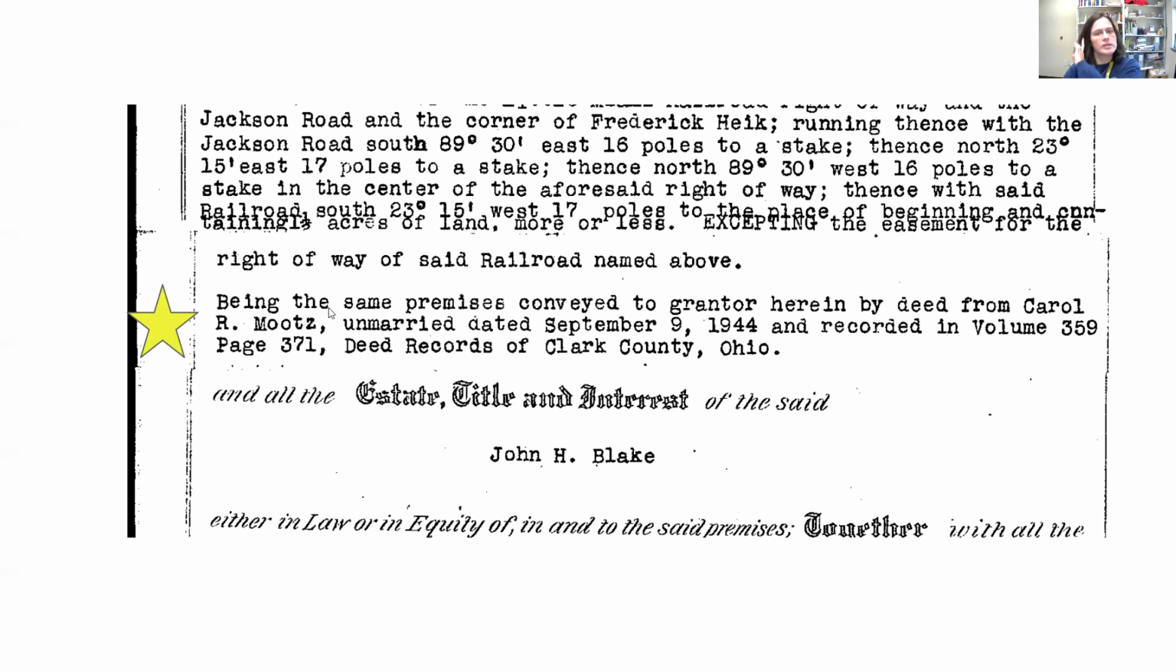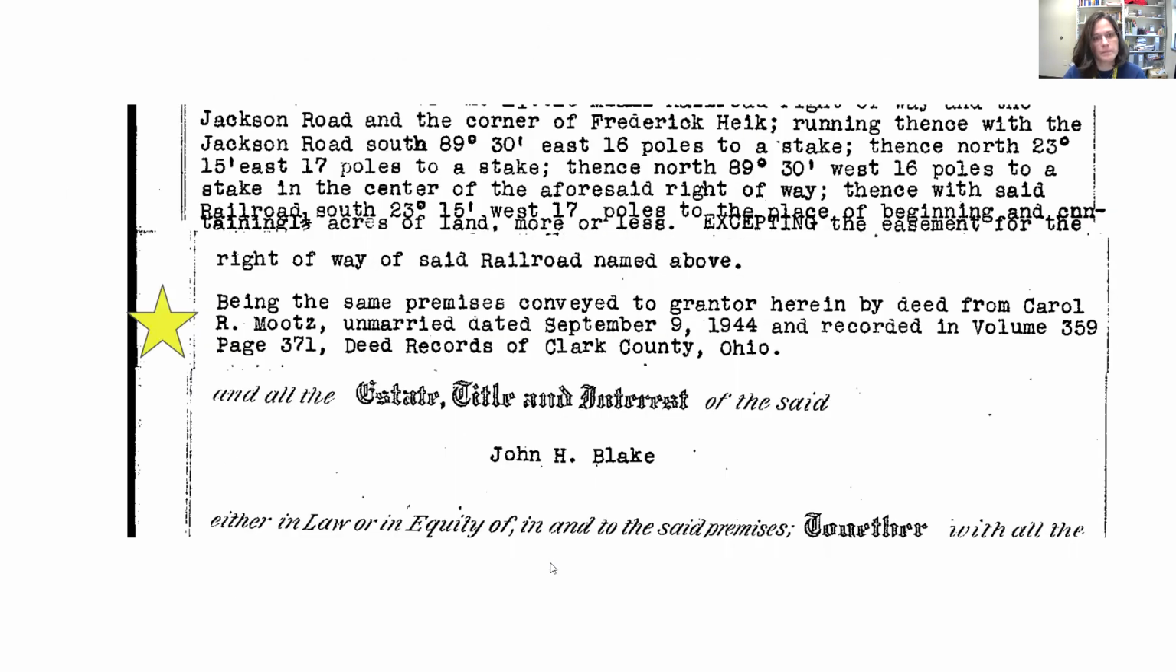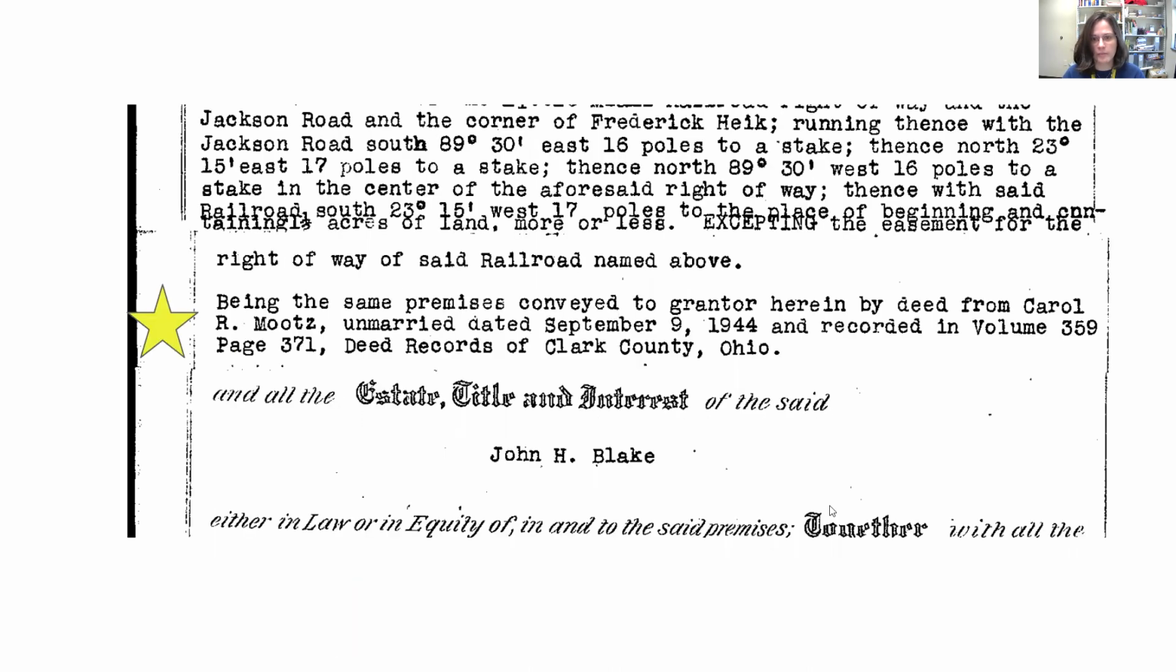And then down towards the bottom, this is the same property that the grantor, the person who's selling it now, bought from this Carol Motts in 1944. And here is the volume and page number of that deed. So what you can do is go back from John Blake. Margaret bought it from John. John bought the property from Carol.